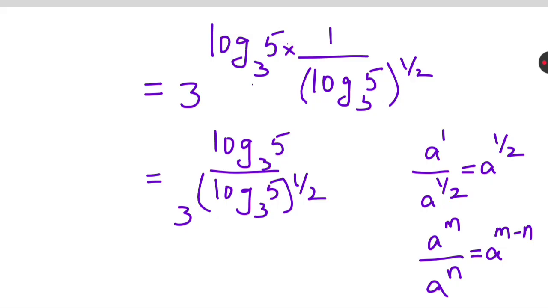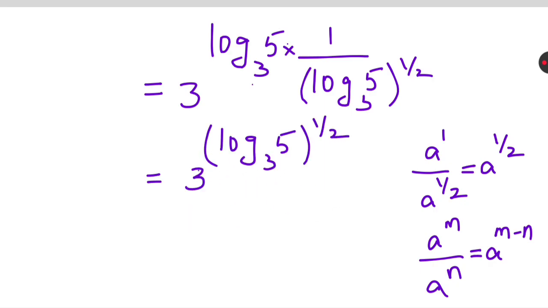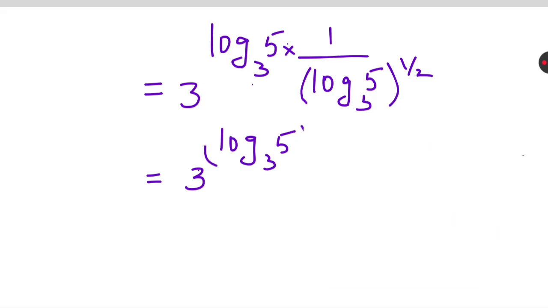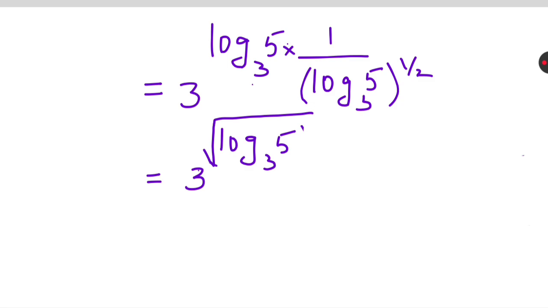So that means log 5 with base 3 over log 5 with base 3 whole raised to the power of 1 over 2 we can write as log 5 with base 3 whole raised to the power of 1 over 2, isn't it? This raised to the power of 1 over 2 is nothing but square root. So simply write this as 3 raised to the power of square root of log 5 with base 3, minus 5 raised to the power of square root of log 3 with base 5. So after simplifying this, we got 3 raised to the power of log 5 with base 3. So let's write it here.